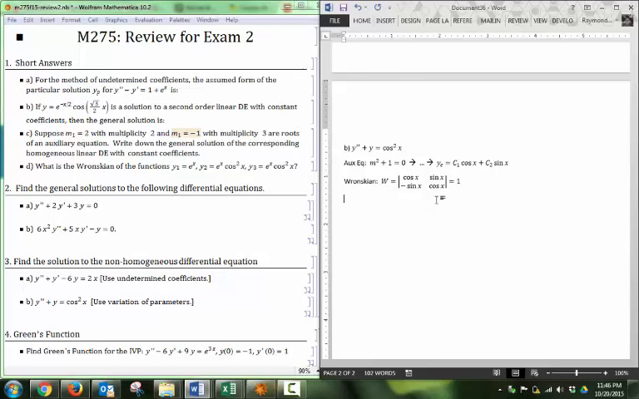Now we need a couple of other Wronskians that are slightly modified. So what I'm going to do is, it's exactly this, except we change the first column for the first.